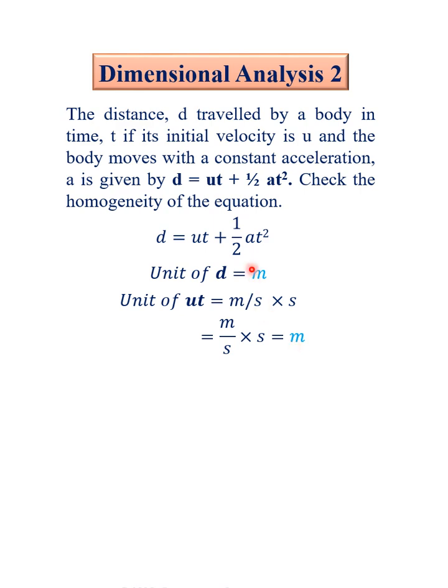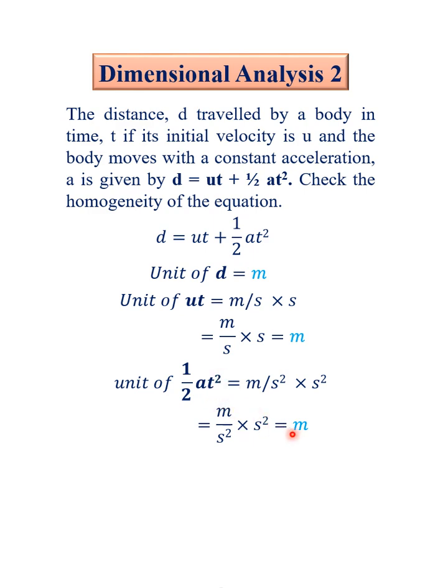Now let's check the last term, half at squared. Half is a constant and it does not have a unit, so we are not going to be checking for half. We are just going to be checking for the units of at squared. Like I said, half is a constant, so we pick the unit of acceleration, which is meters per second squared, times the unit of time, seconds, so we have seconds squared times seconds squared. Let's break it down into meters all over second squared, times second squared. The second squared cancels and we'll be left with m, which means the unit of at squared is m.